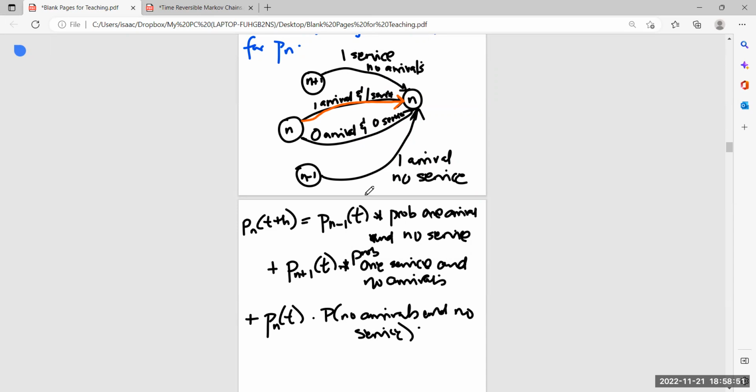At the beginning, we said what? In a small interval h, only one event could occur. So that means we cannot have one arrival and one service in an interval h. So that probability is 0. So that's disappeared, right? So that's out of the picture.